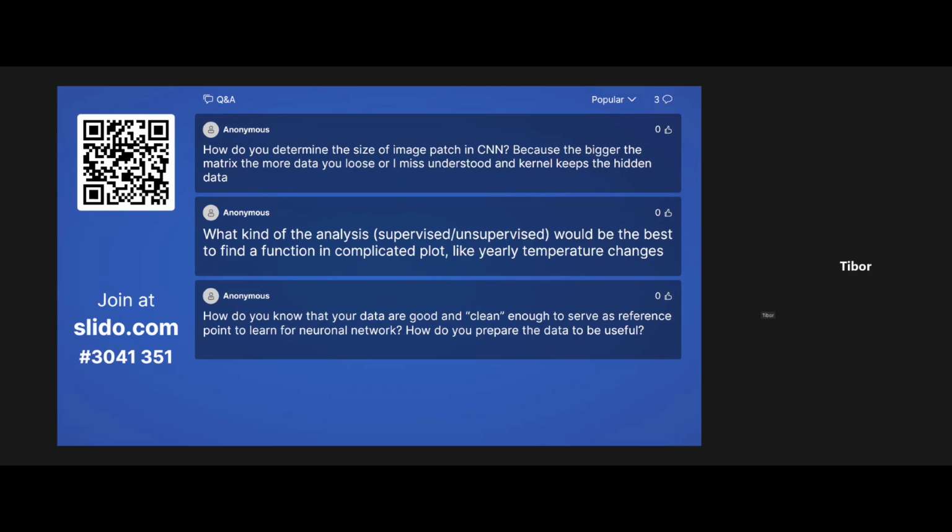How do you determine the size of image patch in CNN? Because the bigger the matrix, the more data you lose or miss.